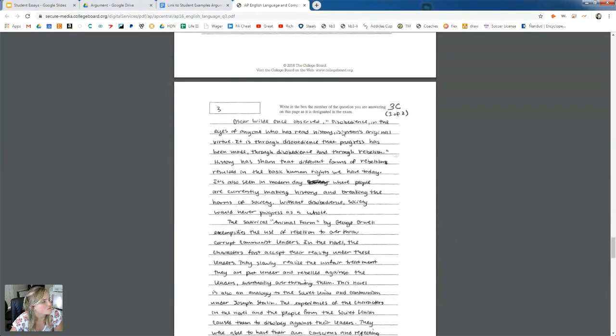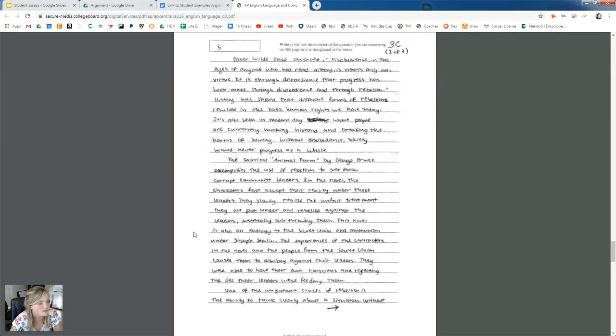Oscar Wilde once observed, disobedience in the eyes of anyone who has read history is the world's original virtue. It is through disobedience that progress has been made, through disobedience and through rebellion. History has shown that different forms of rebellions resulted in the basic human rights we have today. It's also seen in modern day where people are currently making history and breaking the norms of society. Without disobedience, society would never make progress as a whole.